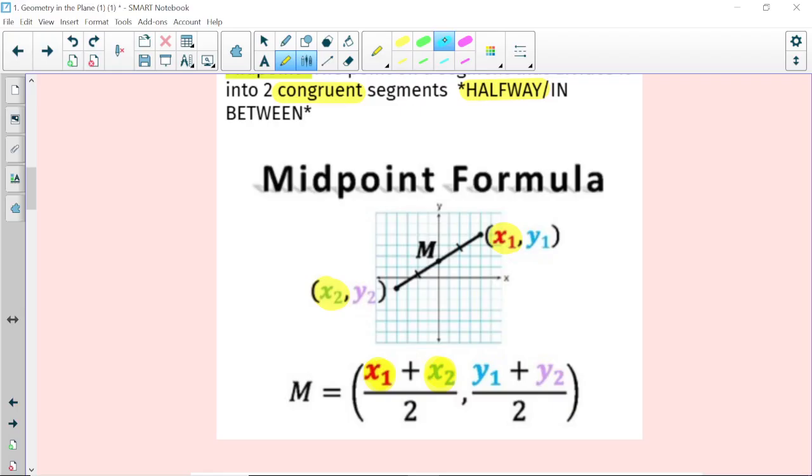Same thing with how we did with the x's, we are now going to look at the y's. The y1 and the y2 that we have labeled on the endpoints. And we're going to add the y's together. Y1 plus y2.